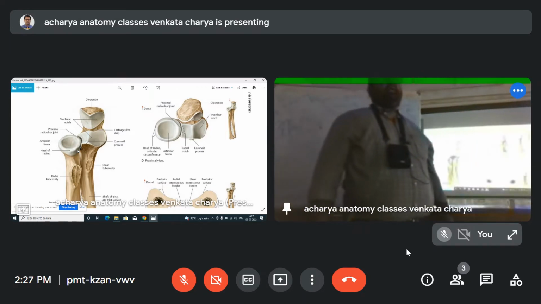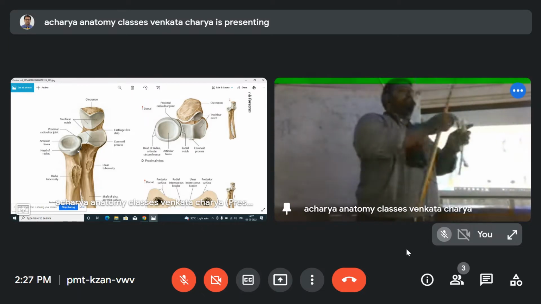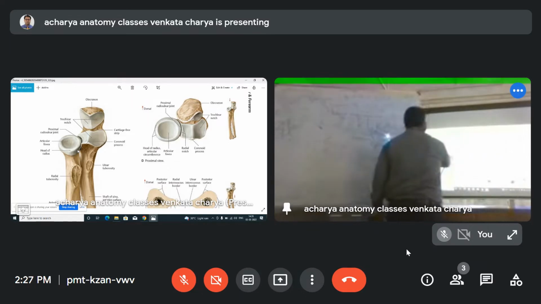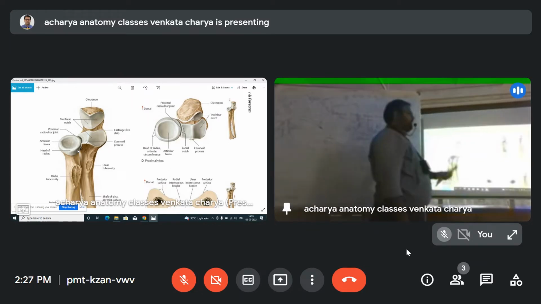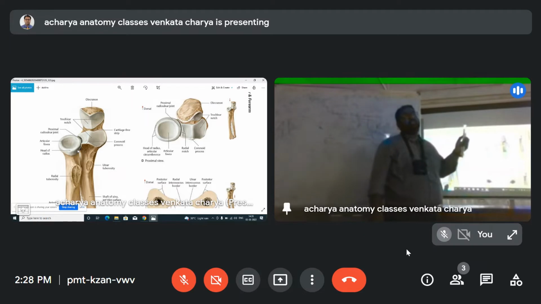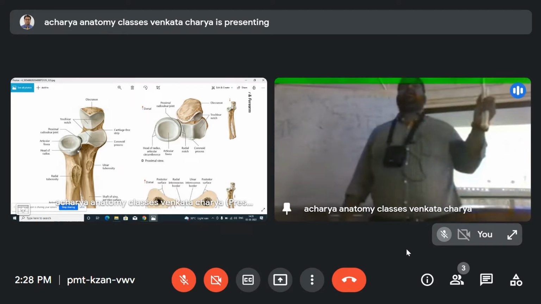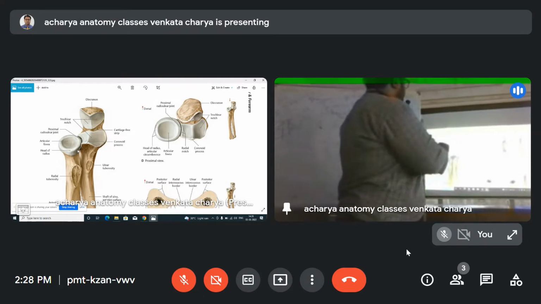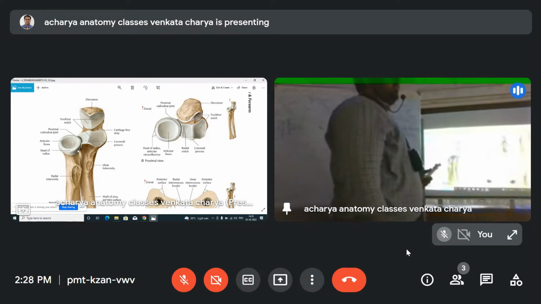Okay. Next, come to the neck. The neck is a constricted part present in between the radial tuberosity and the head. Next, come to the radial tuberosity.